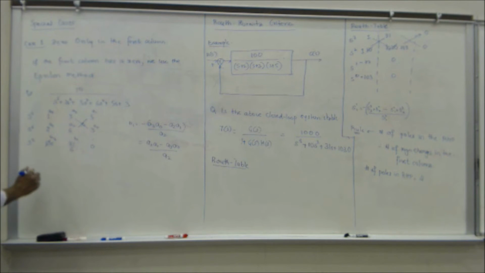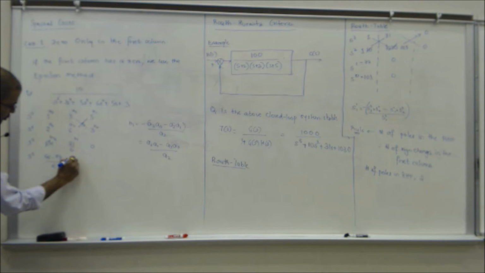Okay. So you have S2. Now this would be six epsilon minus 21 over 3 over epsilon. Okay. This would be 3. This would be 0.